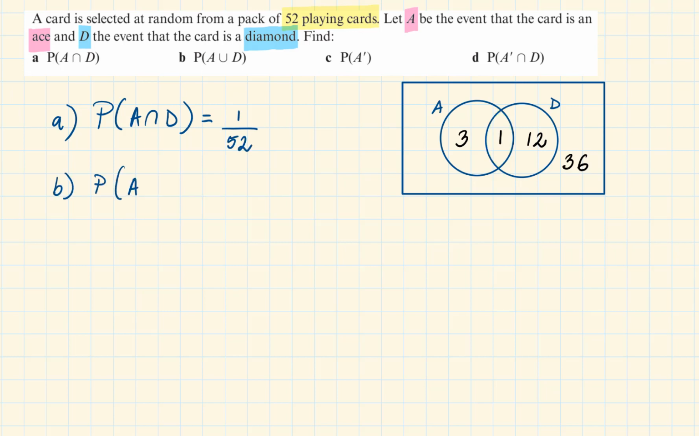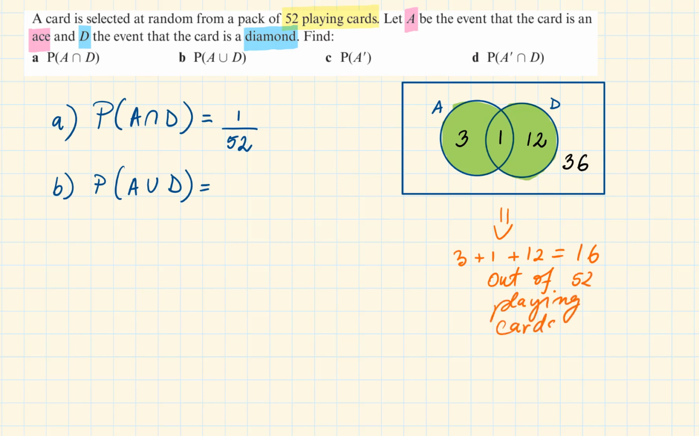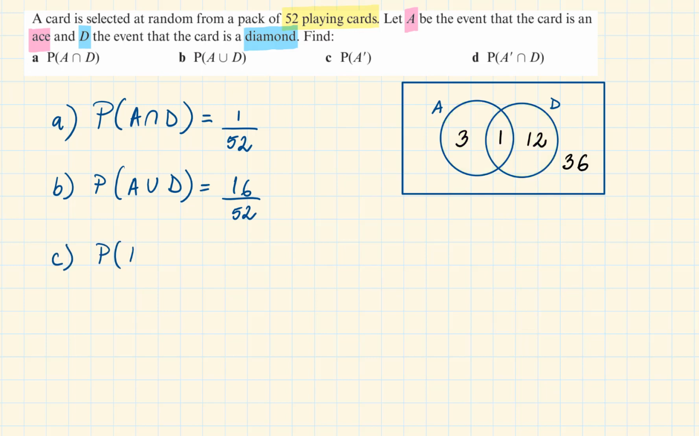The probability of A or D, or in other words, what is the probability that the card that we are drawing is either an ace or a diamond? The shaded area represents what we need. There are 16 cards out of the 52 playing cards that we are interested in, so the probability will be 16 out of 52. What is the probability of the complement of A?